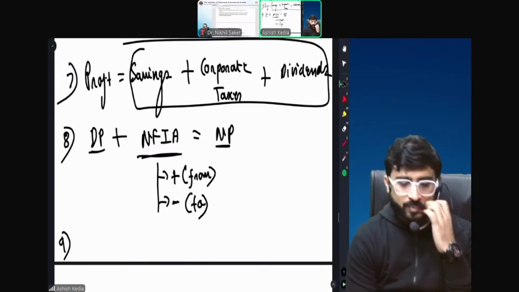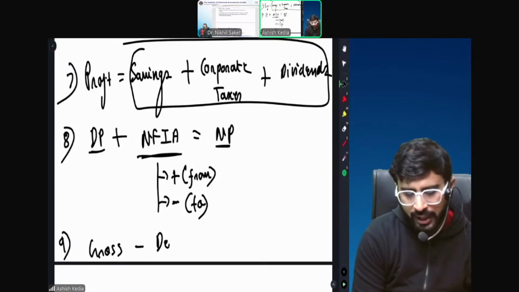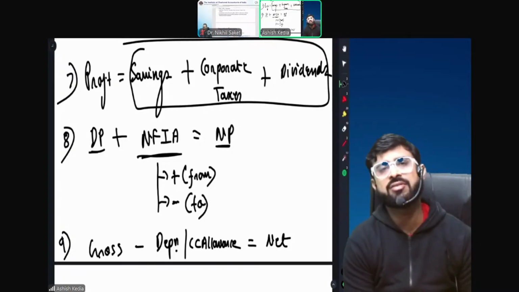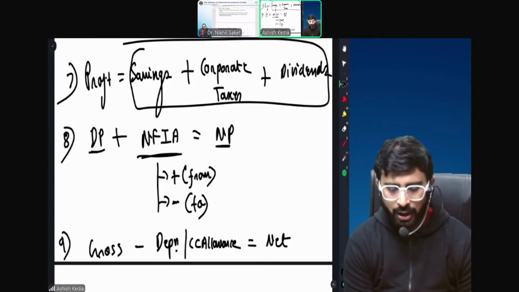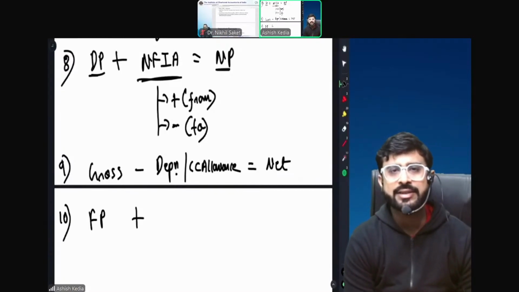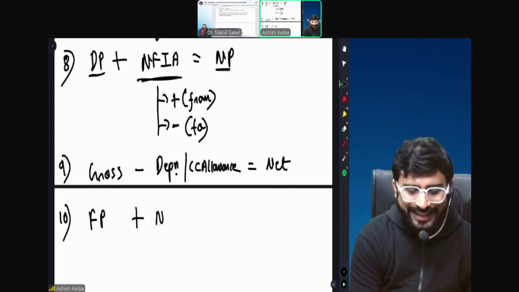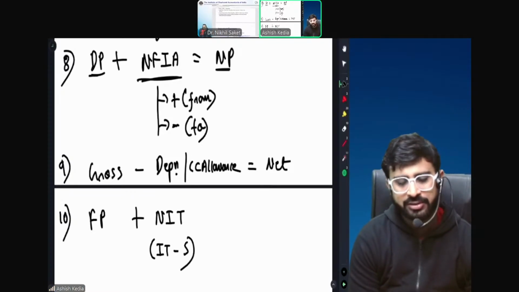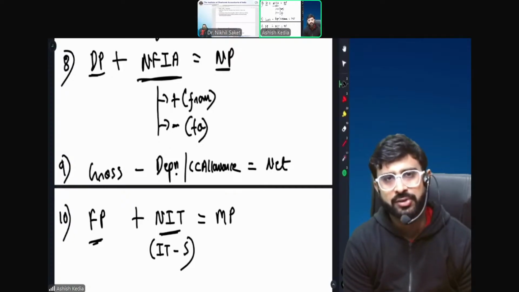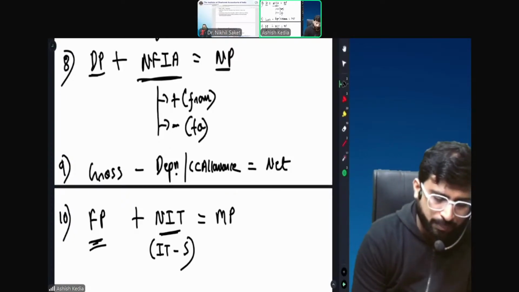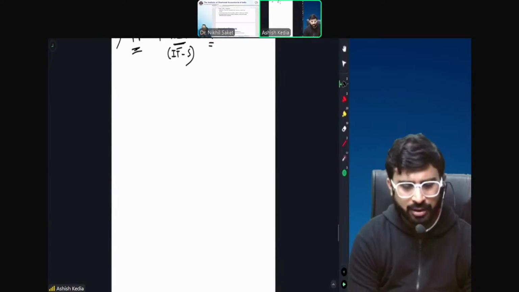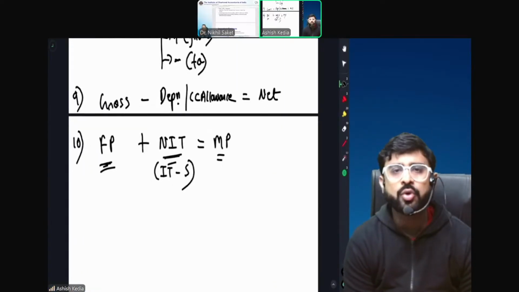Ninth point, if something is at gross value, if you deduct depreciation or capital consumption allowance, you reach net value. Next, 10th point, if anything is at factor cost and you add net indirect taxes, what is net indirect taxes? Indirect taxes minus subsidies. So if anything is at factor cost and you add net indirect taxes to it, you reach market prices. So factor cost plus net indirect taxes is equal to market prices. These are some of the concepts that you need to remember. And whatever interconversion they ask, you will be able to tackle it.